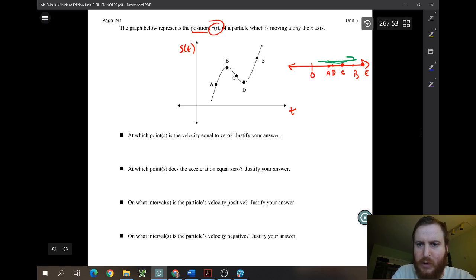Then at B we turned around, we went back to C and back to D, and then at D we turned around, and we went back over to E. So that's kind of the path of this particle. It's just turning left and right. So at which point is the velocity equal to 0?